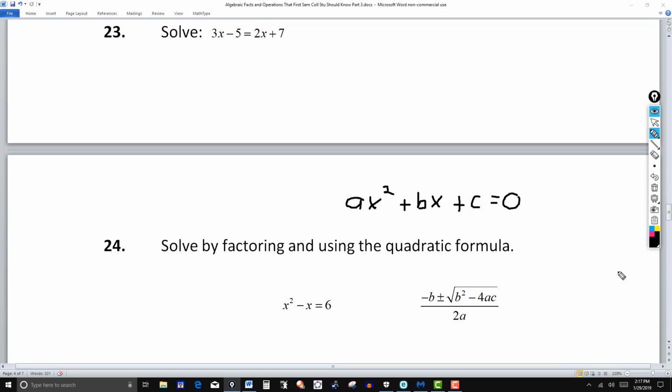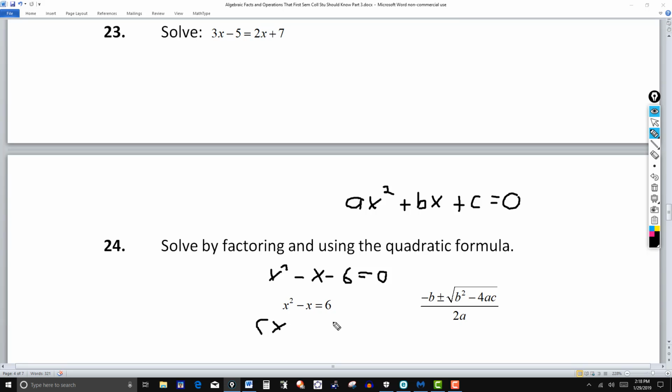Okay, so here we go. I want to write it in this particular form here, so I'm going to write this as x squared minus x. Bring the 6 over, change the sign, you get equal to 0. And then this can be factored. If it doesn't factor, then of course you always want to try the quadratic formula.